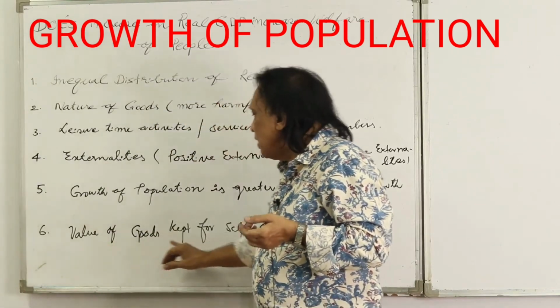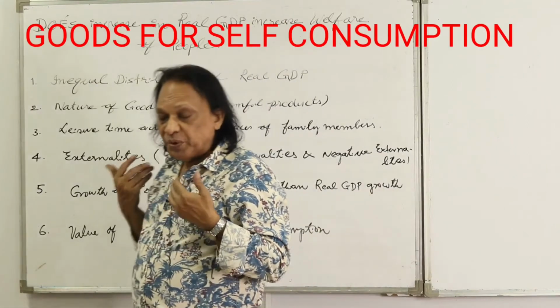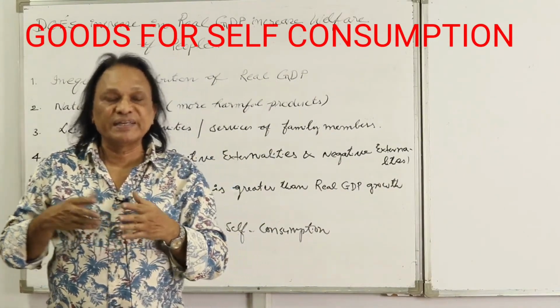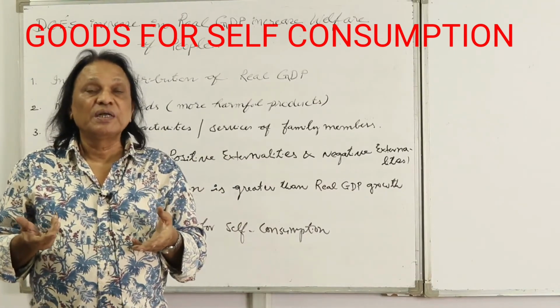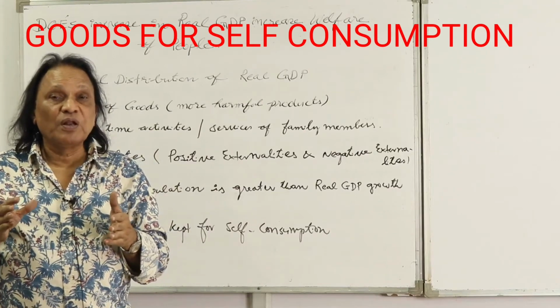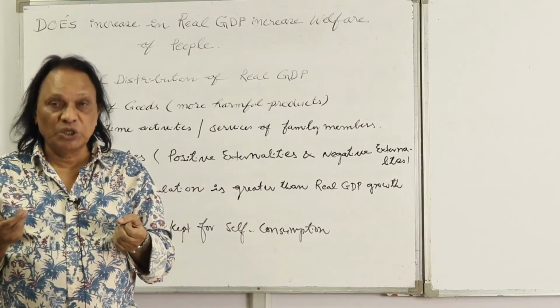We added one more: value of goods kept for self-consumption. In the villages, they produce their own food grains and keep them for themselves, and that increases welfare. They construct their own houses, own account production, and they make their own implements. They all increase the welfare of the people, but those values are oftentimes not included in real GDP.